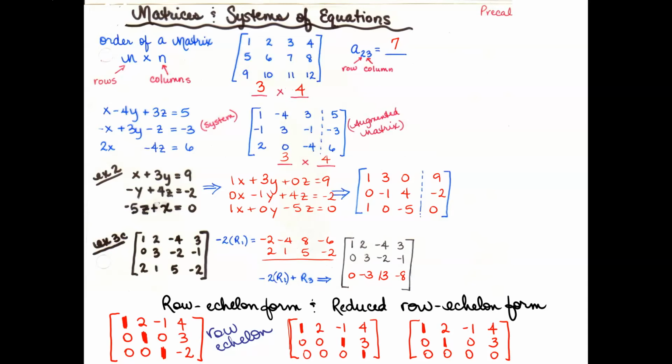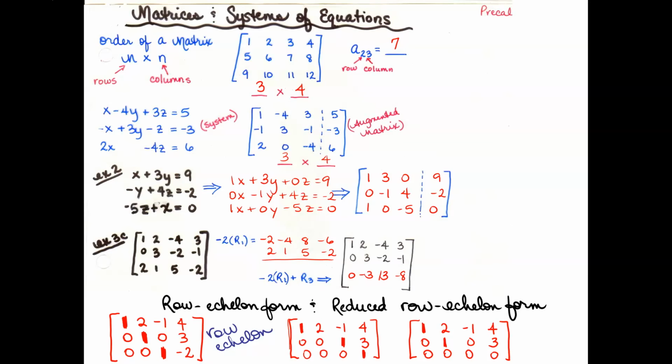That's that little stair-step system that we solved a couple of sections back. It was so much easier to solve when it looked like that. So we're going to use these elementary row operations to transform whatever matrix they give us into row echelon form, and then it'll make that system so much easier to solve.